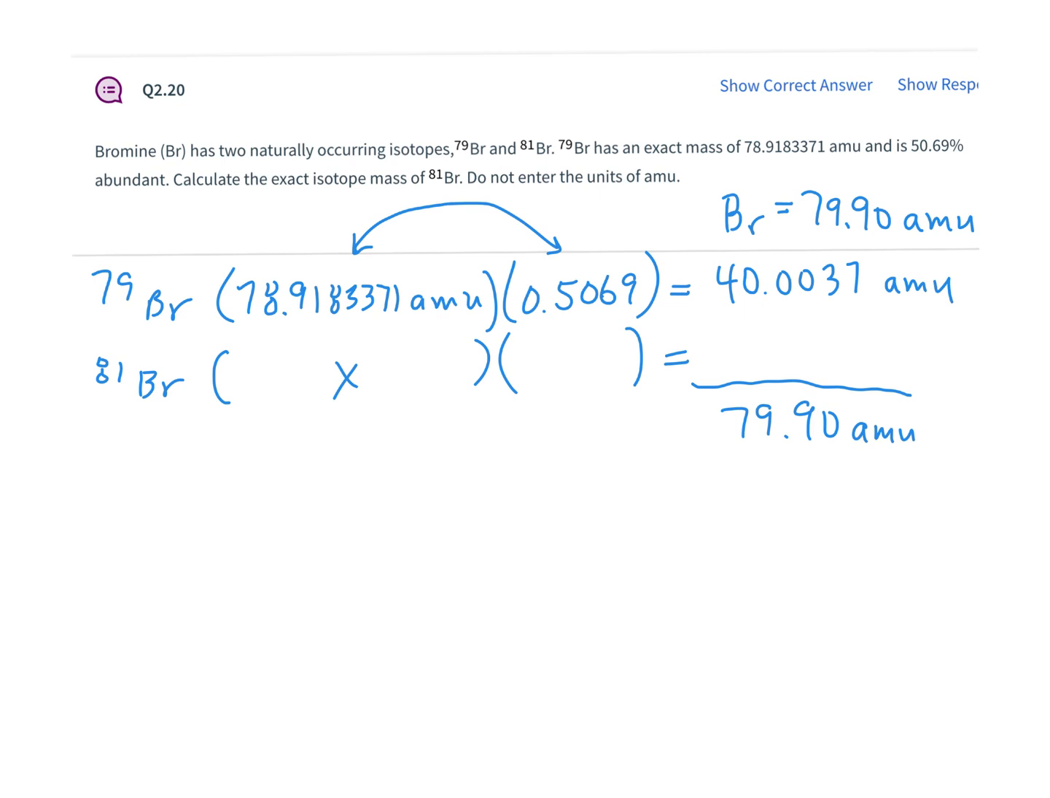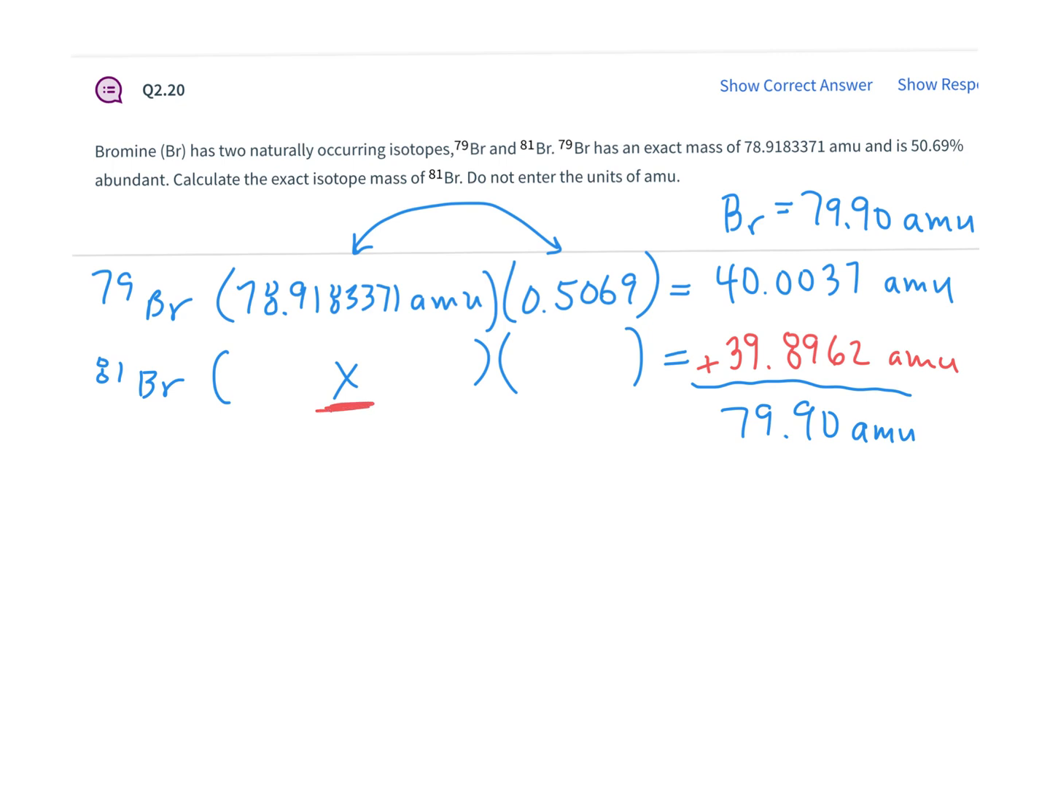As you can see, we've got a few other unknowns in this calculation. Well, we can figure out the next part, right? We know the sum of both of these should be 79.90. So we can take 40 and subtract it from 79.90 to get the contribution from bromine 81. So we subtract those two and we get 39.8962 AMU. Now we're getting closer to solving for the weight of this isotope.